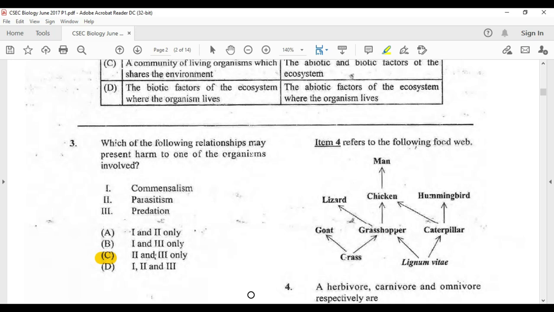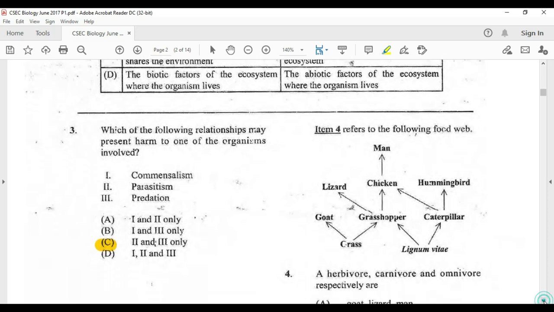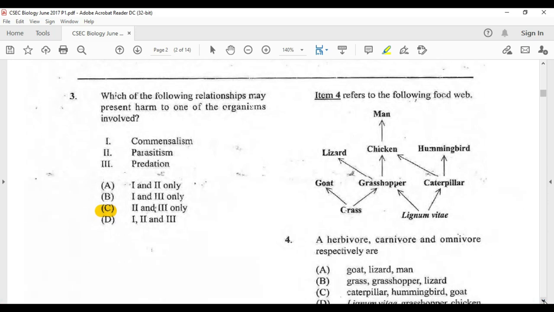Question number four refers to the following food web. Interestingly, a food web is a combination of food chains. Now, if we look here at the food web, it begins with the lignum vitae. I think that is the Jamaican national flower. I've been out of primary school so long, I do hope I remember well. And of course, the grass, both are the producers. Just above, we have the primary consumers, which would have been caterpillar, grasshopper, and the goat. They are all herbivores.